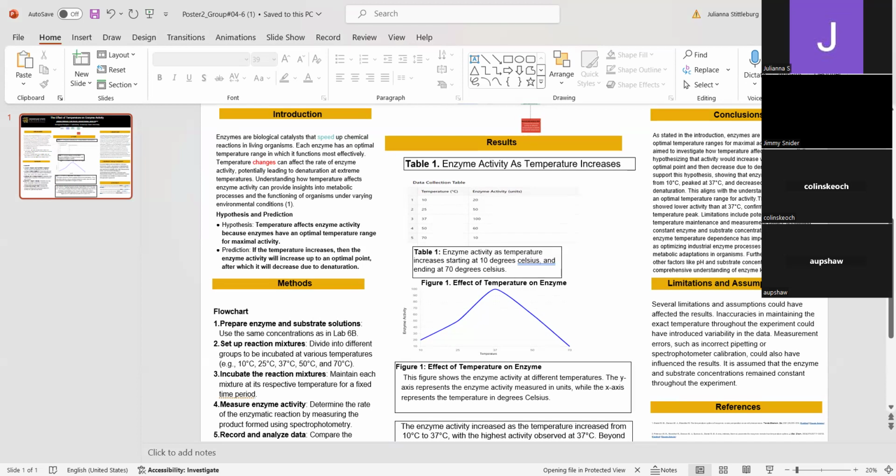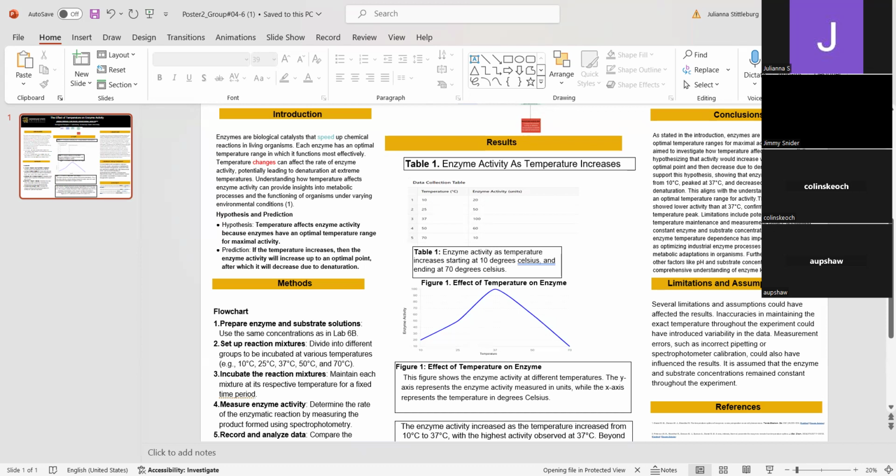Understanding enzyme temperature dependence has important implications, such as optimizing industrial enzyme processes and understanding metabolic adaptations in organisms. Further research could explore other factors like pH and substrate concentrations to provide a more comprehensive understanding of enzyme kinetics.